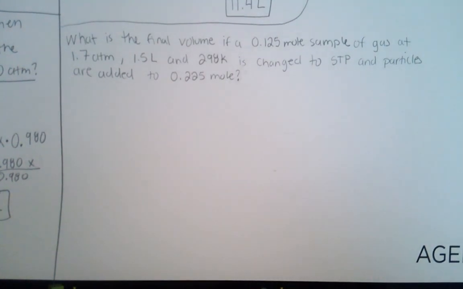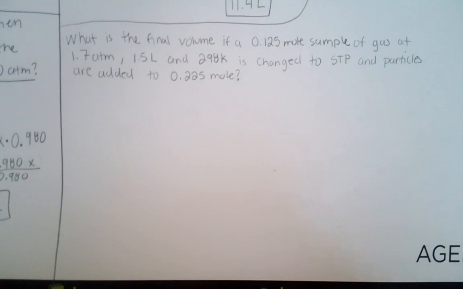So how would the combined gas law look when we look at a problem? It says, what is the final volume if a 0.125 mole sample of a gas at 1.7 atm, 1.5 liters, and 298 Kelvin is changed to STP and particles are added to 0.225 moles? All right, so as you can see, lots of numbers, lots of things to deal with.